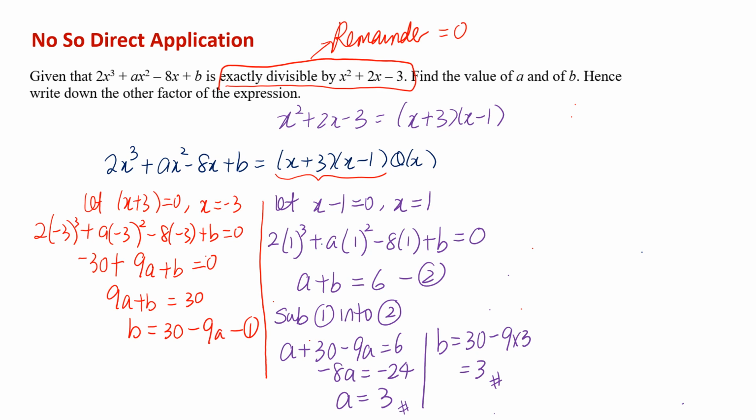However, we have not completely answered the question. Why? Because there's still this part here that we have to answer. Hence, write down the other factor. Because this is a cubic polynomial, for cubic polynomial, right, you would have 3 factors. Okay, you have 3 factors. So now we have found the values of A and B. You can just plug inside your polynomial.